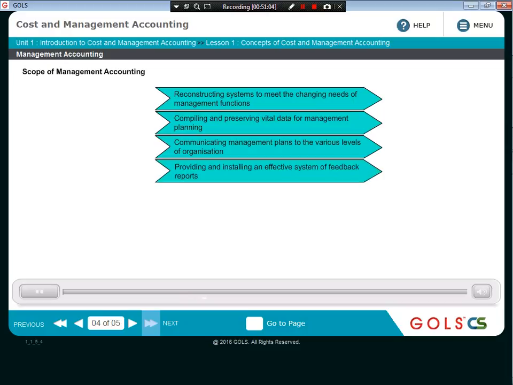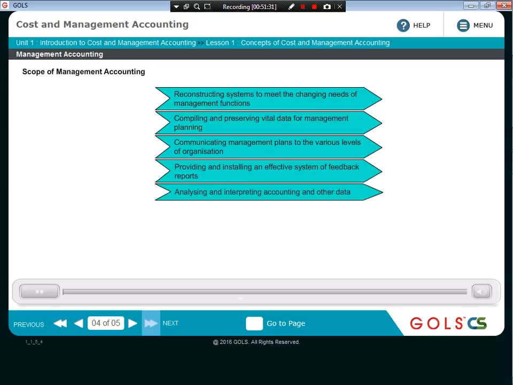Providing and installing an effective system of feedback reports. Right from the production line till the top management, a proper reporting system should be there. Then only the report will be at a proper time, in a proper manner, and given to the proper person. Accordingly, effective control can be maintained in the entire organization. That is the job of management accounting.